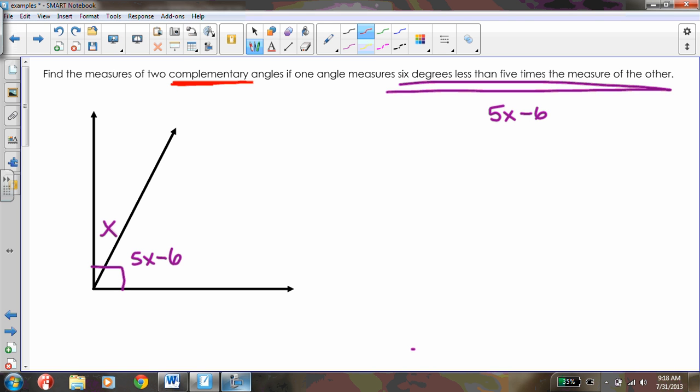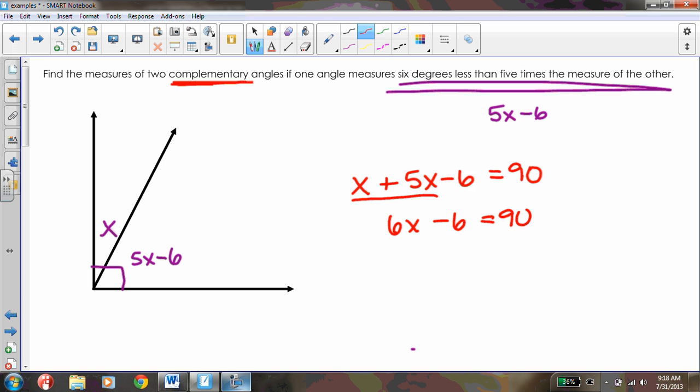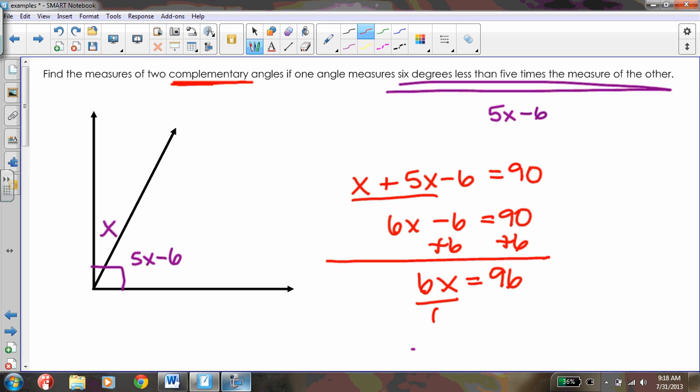Complementary angles add up to be 90 degrees. So that means that x plus 5x minus 6 has to equal 90 degrees. Now I just have to simplify. X plus 5x is 6x minus 6 equals 90 degrees. I'll continue solving by adding 6 to both sides of the equation. And finish it out by dividing both sides by 6.